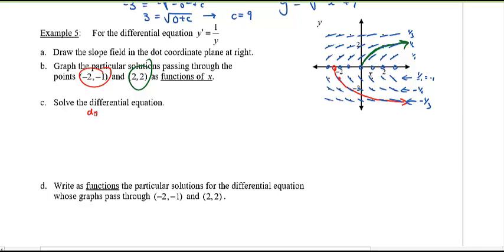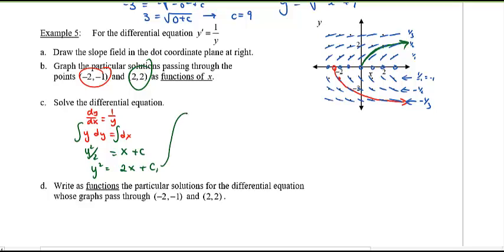Alright, let's solve dy/dx equals 1 over y. Separate the variables again. Anti-differentiate both sides. y squared over 2 equals, this is just 1, so the antiderivative of 1 is just x plus c. We can solve for y squared by multiplying everything by 2. You can put down 2c or just call it another constant like c1. And then once again, if I want to solve for y, we're going to have plus or minus the square root of 2x plus c1, or I'm just going to call it big C.